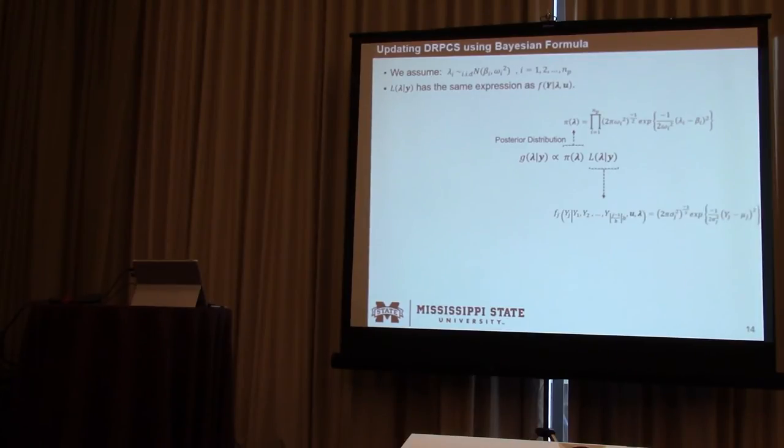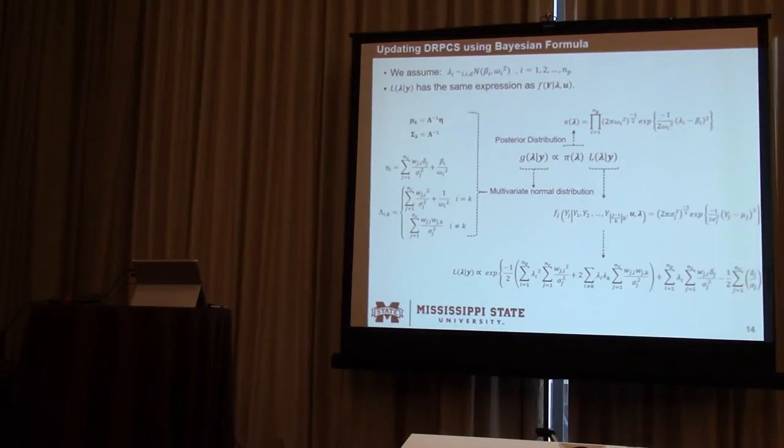The likelihood function has the same expression as the PDF of Y given the lambda terms and available information. After extensive calculation, we found that it's proportional to this expression. Eventually, we found that the posterior distribution follows a multivariate normal distribution with this mean and covariance structure. They only depend on prior parameters and data from current and prior studies.